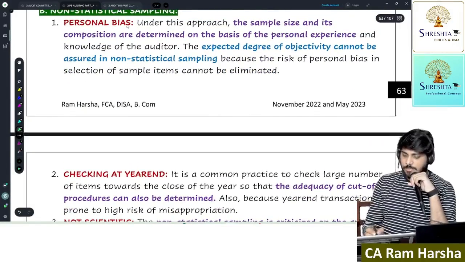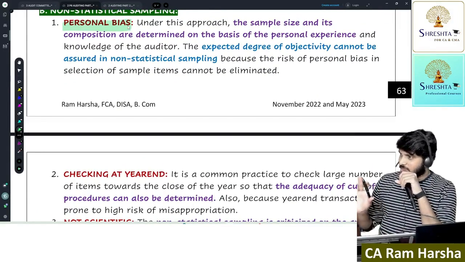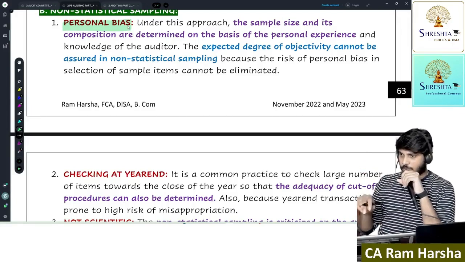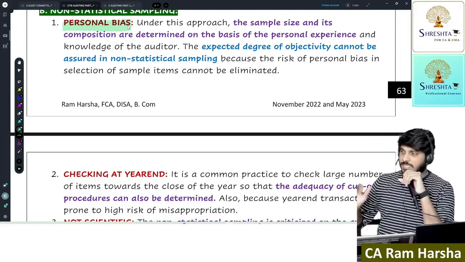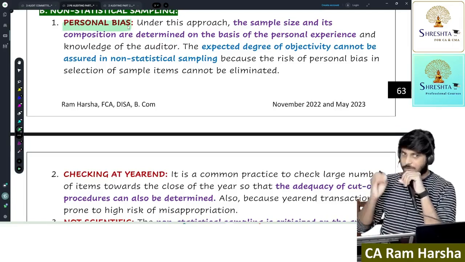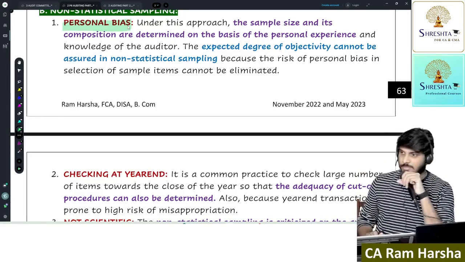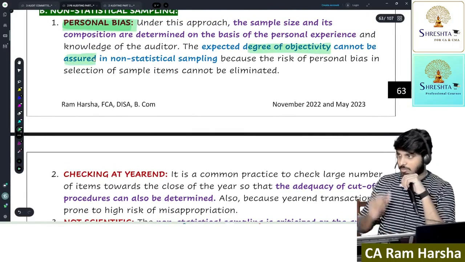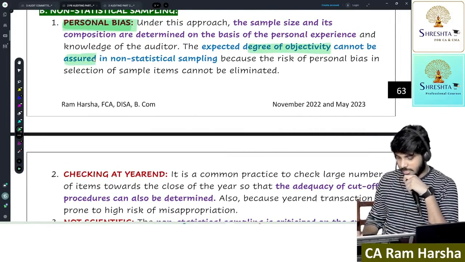Whereas in non-statistical sampling, the sample is selected based on personal bias. See, when I am selecting a sample unbiased, it means what? I am not looking at the item in the population when I am selecting. That's called unbiased selection. Biased selection means what? Where I will be looking at the item in the population and selecting that specifically for some reason. Able to understand? So that is called personal bias. So the degree of objectivity cannot be assured. How far you are independent in selection cannot be assured in case of non-statistical sampling.